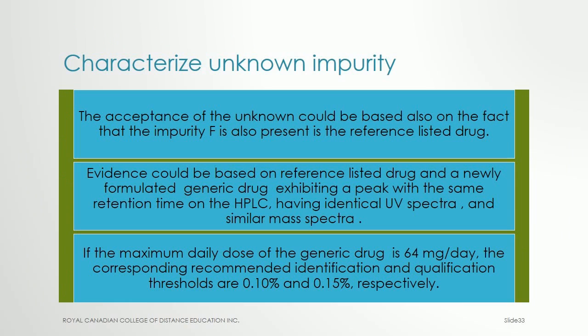The acceptance of the unknown could be based also on the fact that the impurity F is also present in the reference-listed drug. Evidence could be based on the reference-listed drug and a newly formulated generic drug exhibiting a peak with the same retention time on the HPLC, having identical UV spectra, and similar mass spectra. If the maximum daily dose of the generic drug is 64 mg/day, the corresponding recommended identification and qualification thresholds based on ICH Q3A are 0.10% and 0.15%, respectively.